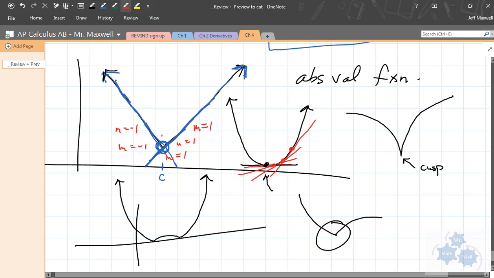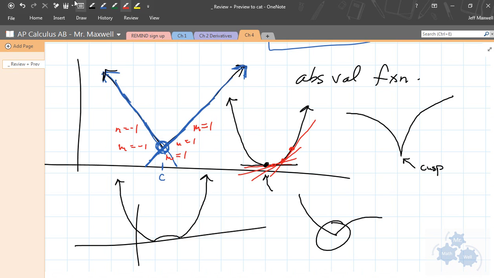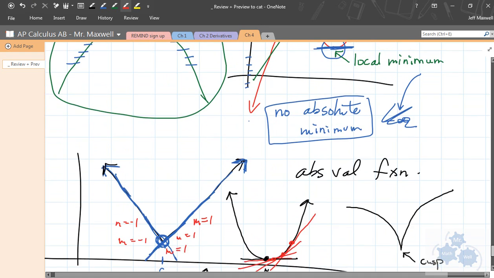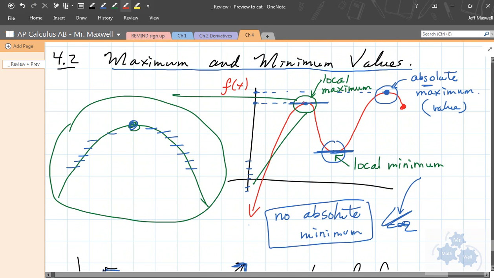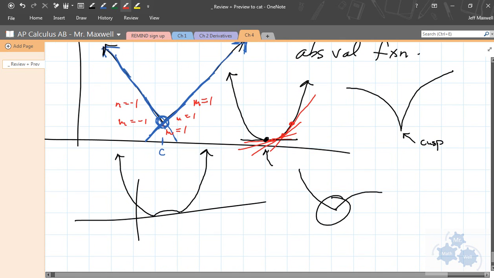There is no limit. So my whole point is local minimums and maximums will occur where, yes, what you said, where the derivative of the function is 0. That's a good guess. But also where the derivative doesn't exist, there may be a local max or min.